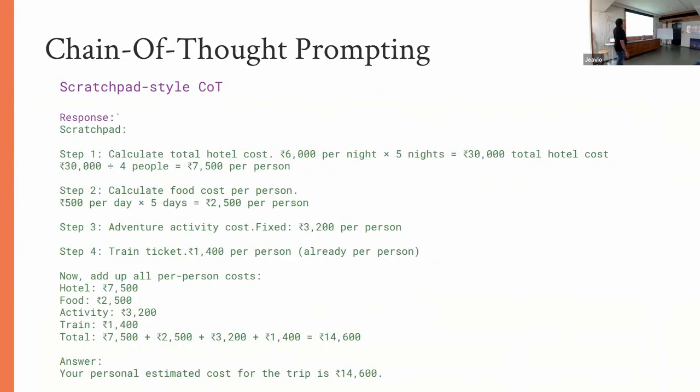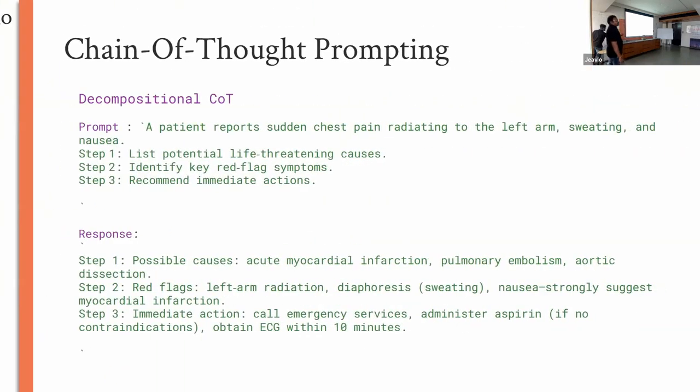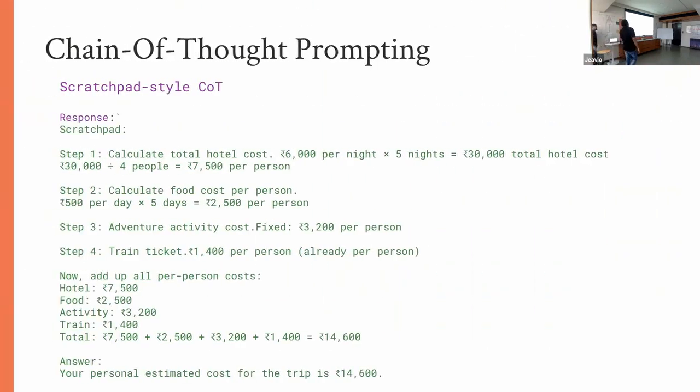In the scratchpad, what the LLM responded with is step 1, step 2 for calculating food cost per person, and step 3 and step 4, and then at the end it executed the total. And the last one is the answer for the scratchpad style of COT.